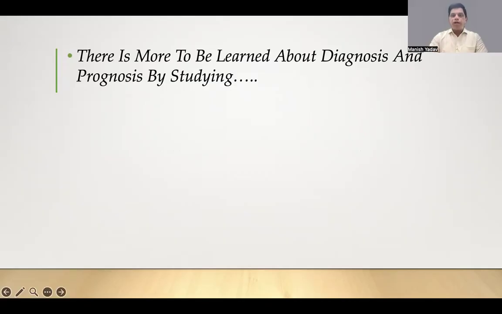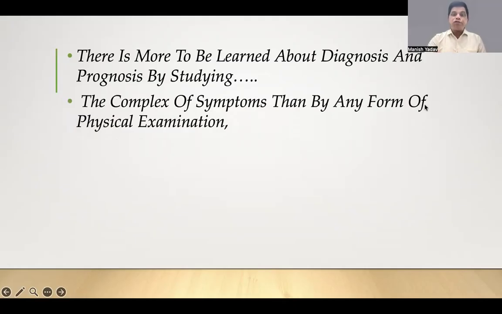There is more to be learned about the diagnosis. Then he talks about diagnosis. This is beautiful. There is more to be learned about diagnosis and prognosis by studying the complex of symptoms than by any form of physical examination. Now, when we read Kent, every time you'll see Kent in philosophy, he talks about that we are not treating disease, we are treating the person. The person in the disease has to be treated, not the disease in the person. This is the central philosophy of Kent.